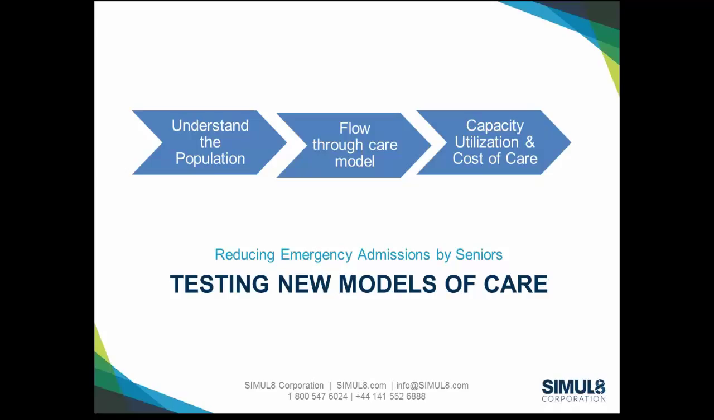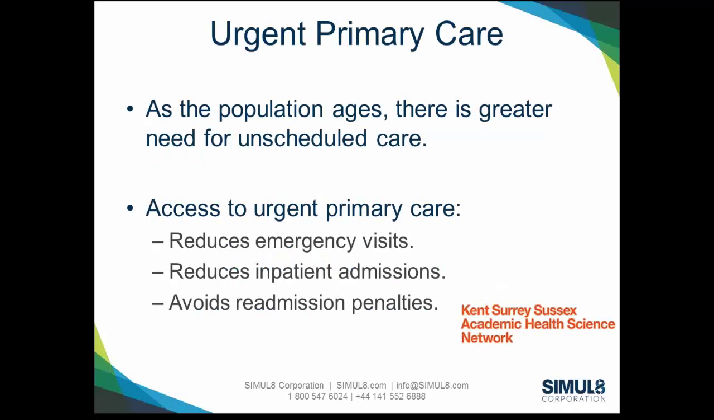So then the last example I wanted to look at is reducing emergency admissions by seniors. I'm grateful to the Kent Surrey and Sussex Academic Health Science Network for allowing me to share this. The question here was that as the population ages, there's a greater need for unscheduled care, or certainly a greater demand. And some of the questions that I think we're all asking ourselves is, how can we reduce emergency visits and therefore the knock-on to emergency admissions and the readmission penalties.